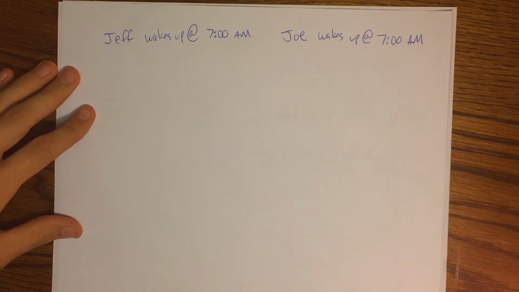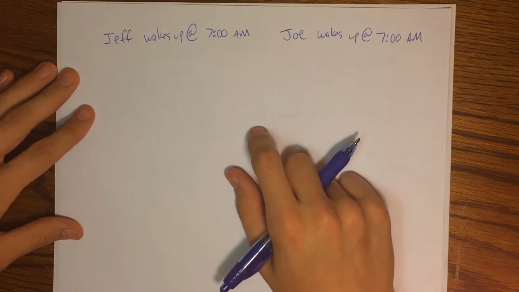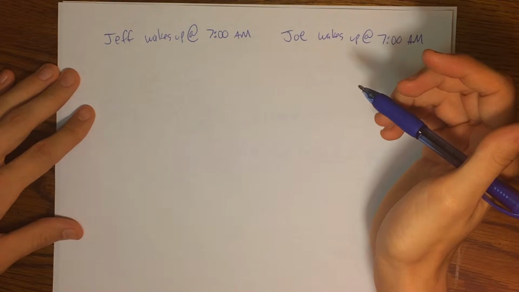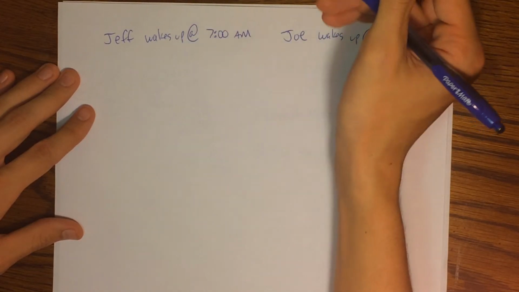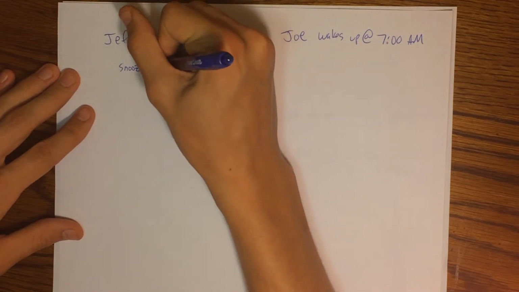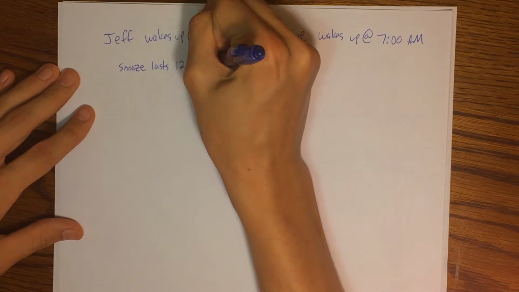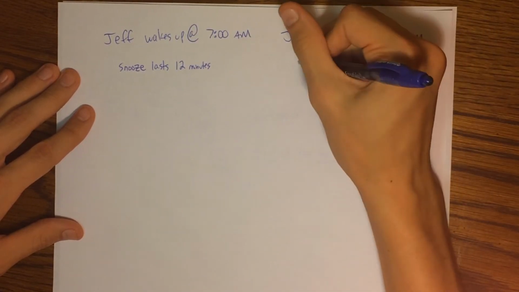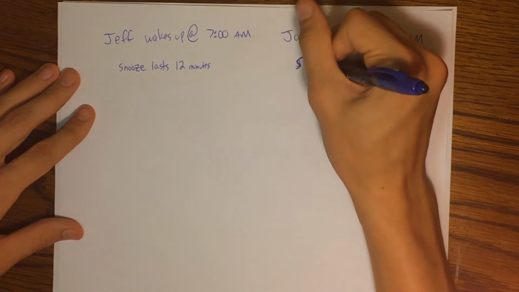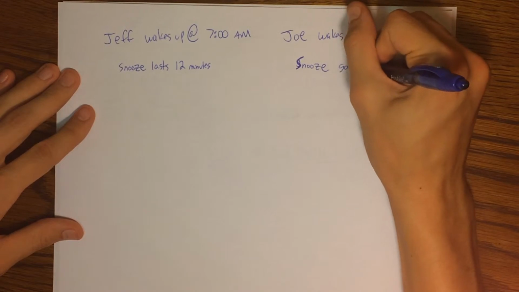Alright? So let's say that when Jeff wakes up, his snooze button goes for 12 minutes. So his snooze lasts 12 minutes. And Joe's, well, oops, I'm about to write Joe again. We already know this is Joe. His snooze goes for 8 minutes.